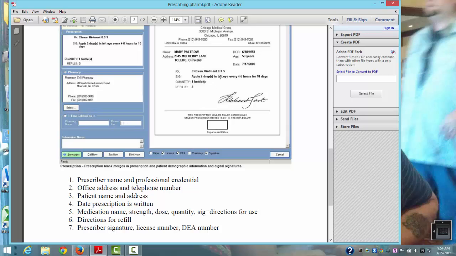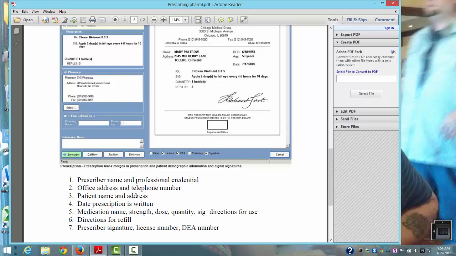Strength. So in this case, 0.3% ointment. Dose, 2 drops. And SIG is kind of the directions. Quantity, SIG, directions for use, directions for refill. See, there's a quantity, 1 bottle, refills 3 bottles. So that all depends on what it is you're prescribing, how long, how many pills, how much solution you need to have to cover that full treatment time.